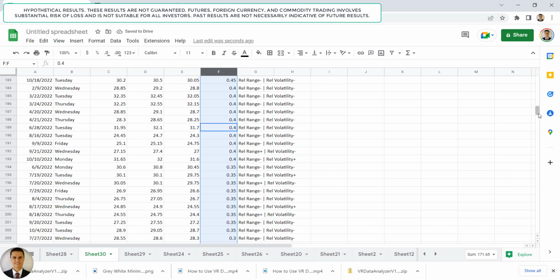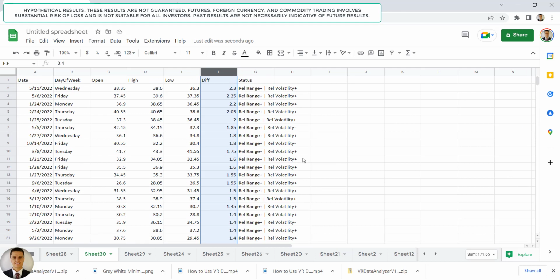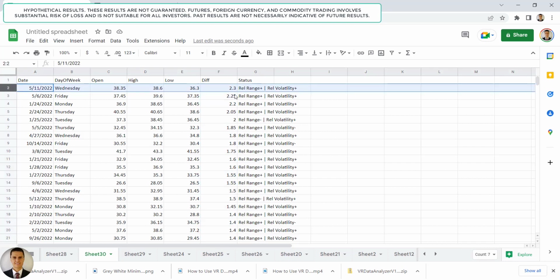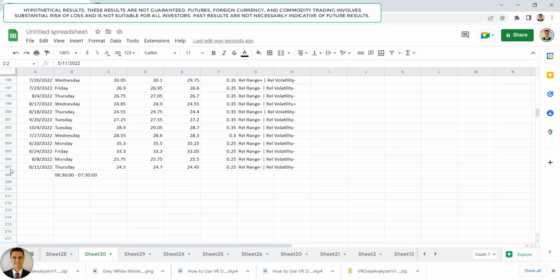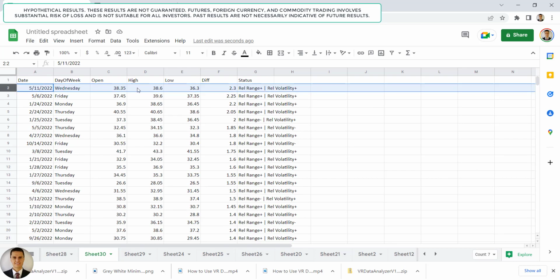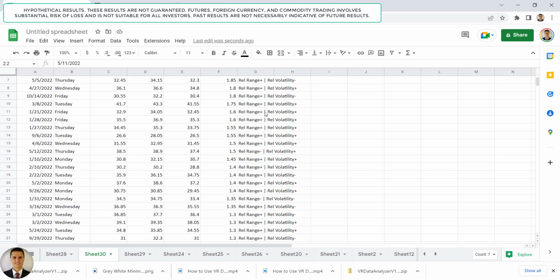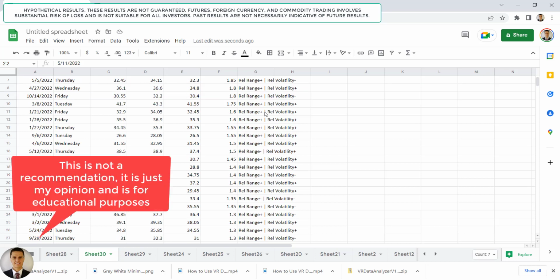Let's go up and see how many times the difference between the high and the low was over 1.4. If you include 1.4, and I am, between here and here is 20 times. So out of, what is that, 206 potential trading days, we have 20 of those days that we may have wanted to potentially avoid trading the indexes.